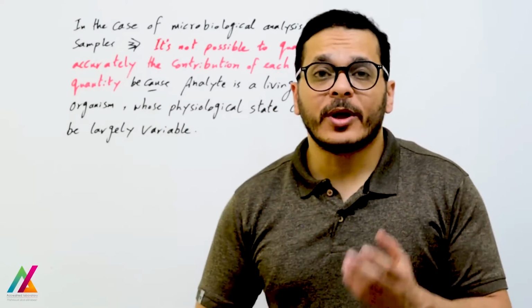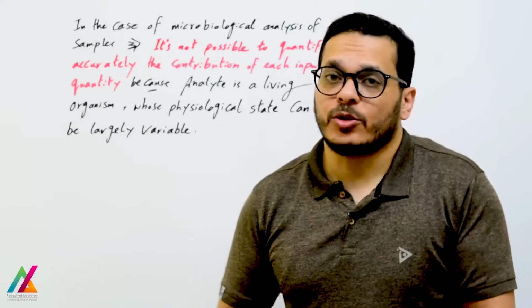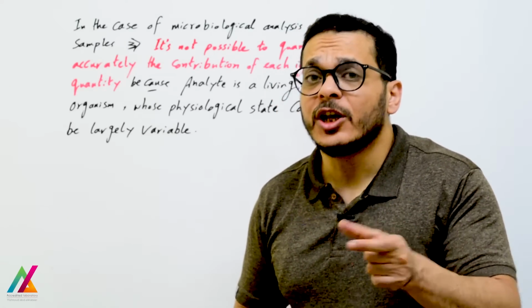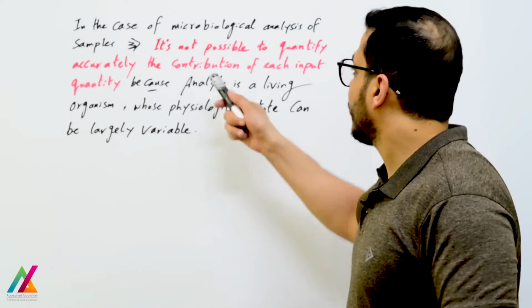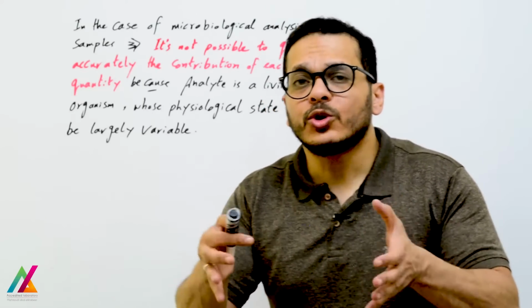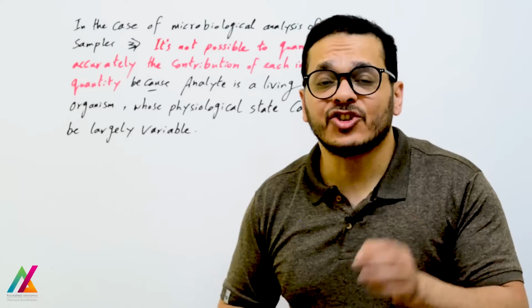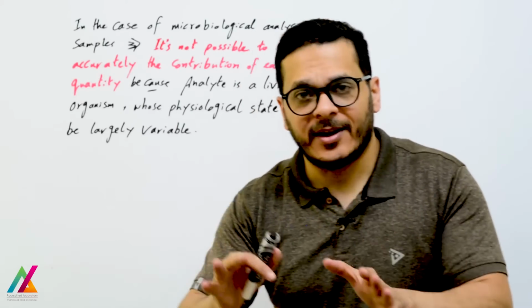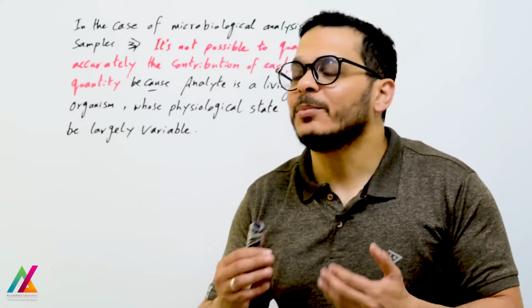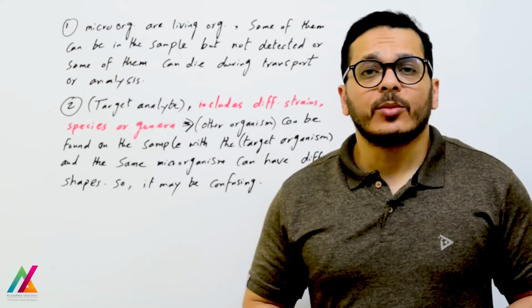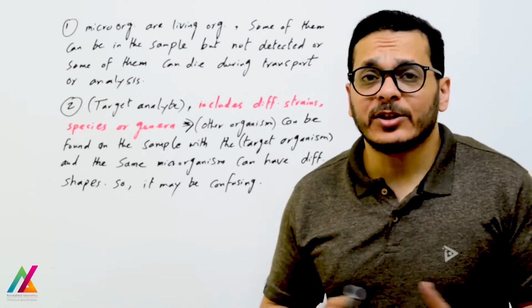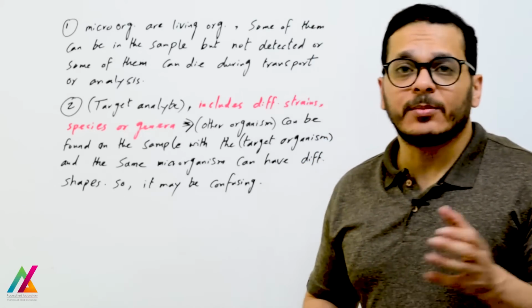But I will explain some differences between both of them. In the case of microbiological analysis of samples, it's not possible to accurately quantify the contribution from each input quantity when you calculate uncertainty, because the analyte here is a living organism whose physiological state can be largely variable. In chemical analysis, the contribution from each input quantity can be easily quantified, because the analyte can be easily quantified also.